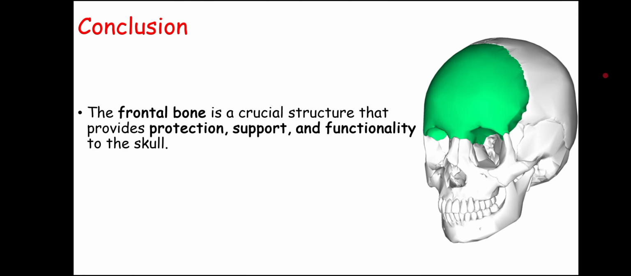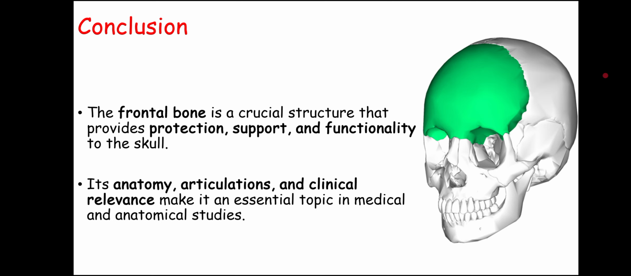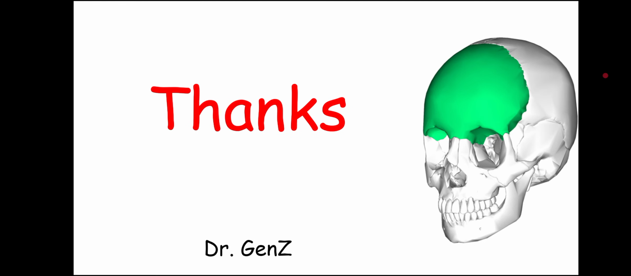Now let's talk about the conclusion of our lecture. Frontal bone is a crucial structure that provides protection, support and functionality to the skull. Its anatomy, articulation and clinical relevance make it an essential topic in medical and anatomical studies. So this was all about the frontal bone.